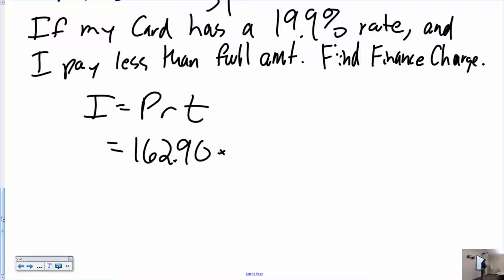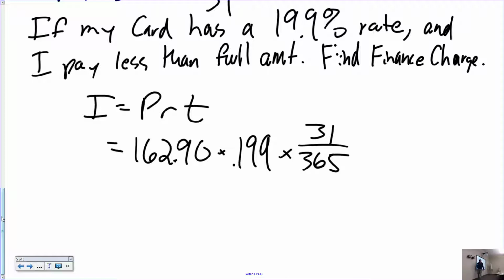times my rate, 19.9, so 0.199. Again, convert it to a decimal. And now what's my time for this billing cycle? 31 divided by 365, exactly. So the number of days in your billing cycle over 365. So how much interest will I wind up paying on this credit card if I don't pay my balance?